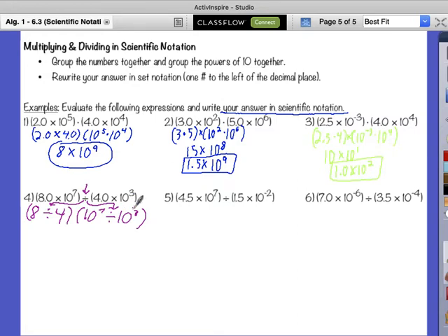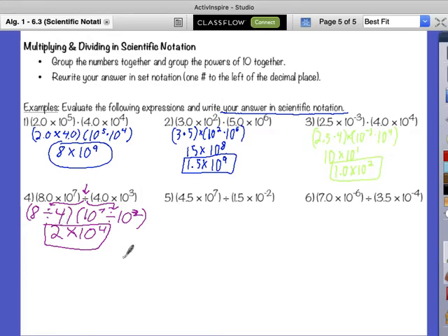So here it changes. What's 8 divided by 4? 2. Now we still have times 10 to the power of. What do we do with the power of 7 and the power of 3? Subtract, so 10 to the power of 4. So 2 times 10 to the power of 4, and that's in scientific notation already.